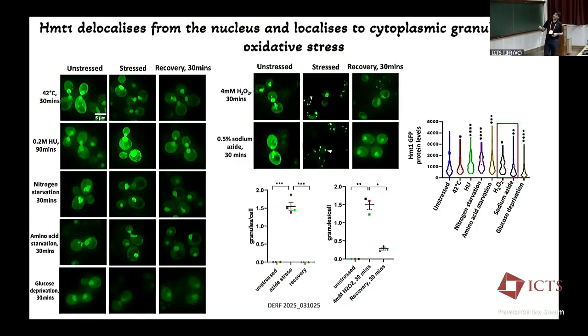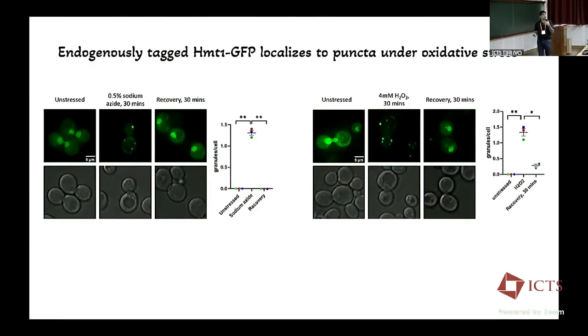Right, so HMT1 delocalizes from the nucleus and localizes to cytoplasmic granules under oxidative stress. That was plasmid borne. Sakshi wanted to make sure that this happens with endogenous HMT1, which is not being overexpressed. So that is what she did here. She looked at endogenously tagged HMT1 GFP in response to sodium azide for 30 minutes, and in response to H2O2. Again, they localized to cytoplasmic puncta, and it seems to be reversible. You take away the stress and the protein returns back to the nucleus.